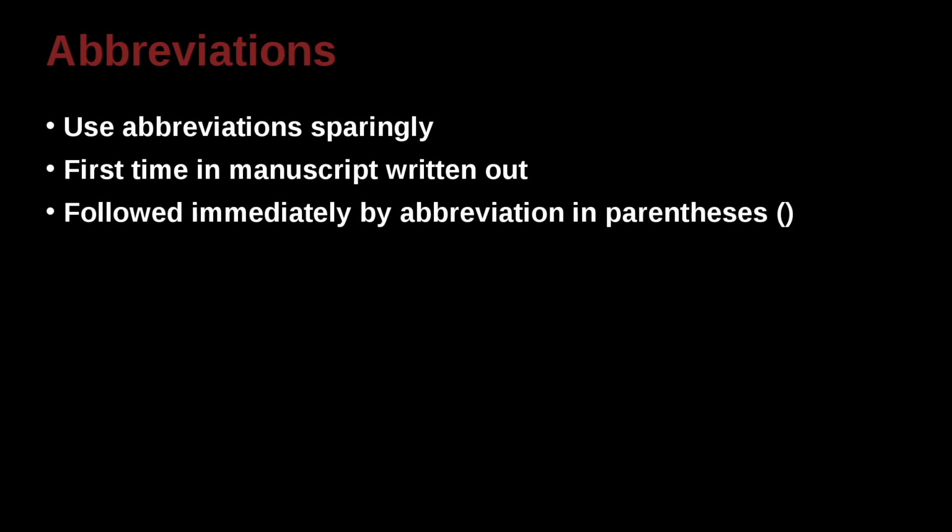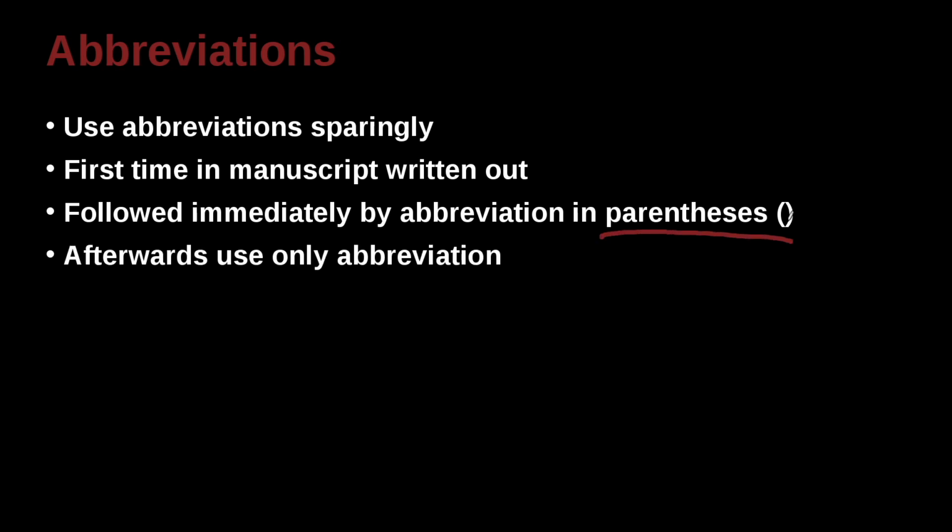Now, the general rule is that when you have an abbreviation the first time in your paper, at that moment you're going to write the whole thing out, and then you're going to give the abbreviation inside of a parentheses. Then, after that first time, you always use the abbreviation, but never at the start of a sentence.